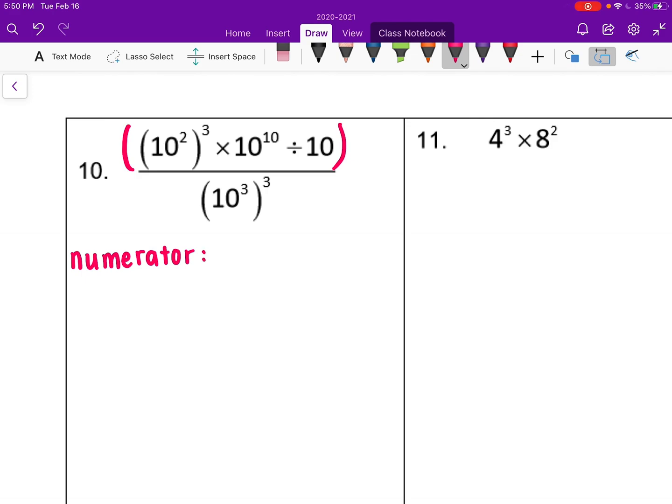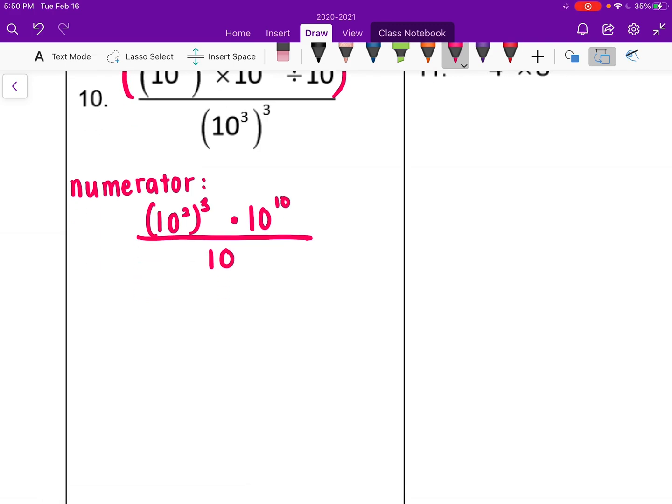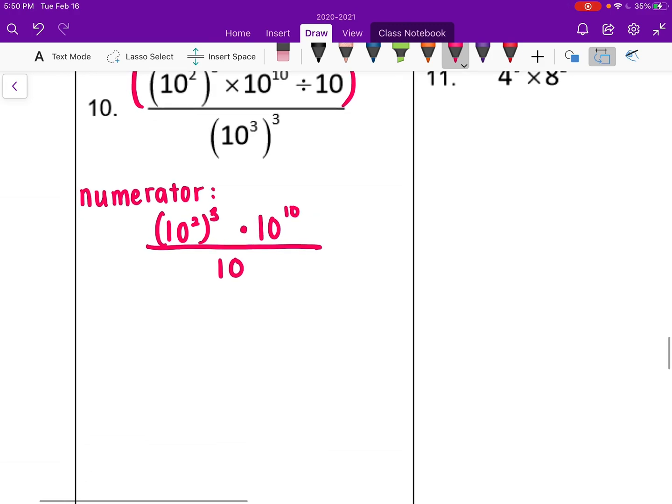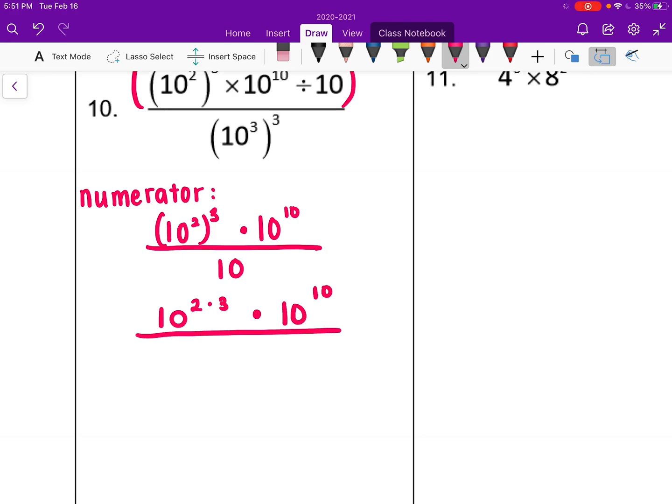Okay, so the numerator is going to be 10 squared times to the power of 3 times 10 to the power of 10 all over 10. Right? So let's do this first. Let's do the exponents first. We have 2 to the power of 3 over here. So let's deal with that first. Let's do 10 to the power of 2 times 3 times 10 over 10 divided by 10.